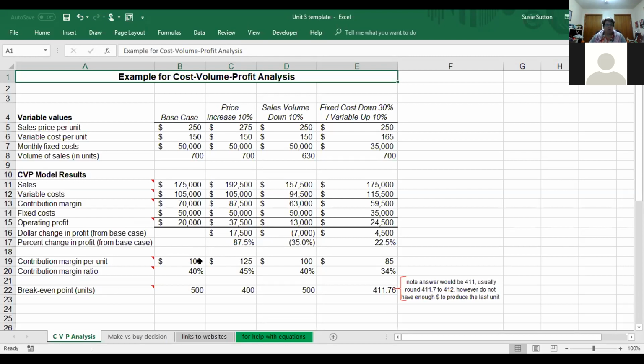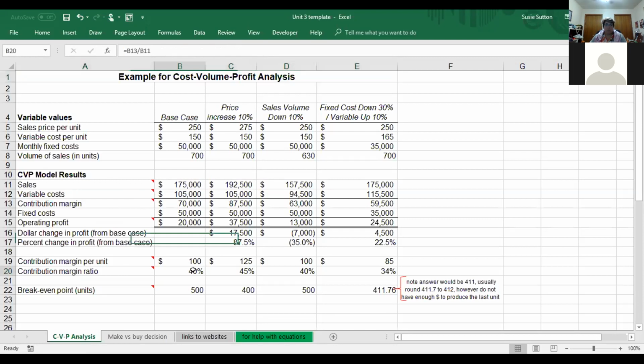And in this scenario, we were not asked, but I just wanted to show, because it is asked on many occasions, what our contribution margin ratio is. And to calculate that, you take your contribution margin divided by sales. Well, our contribution margin was $70,000, and our sales was $175,000. So we get 40%.